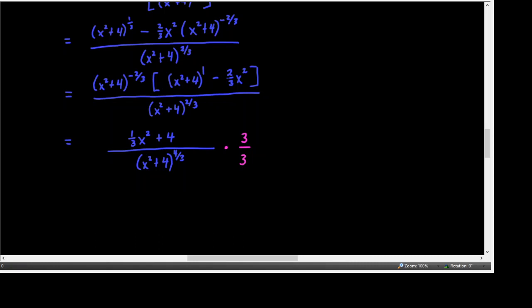And if we multiply that fraction by 3 over 3, we get x squared plus 12. Make sure you distribute that 3 to every term, over 3 times x squared plus 4 to the 4/3. And since that's 4 over 3, I will not take this back to a radical form.